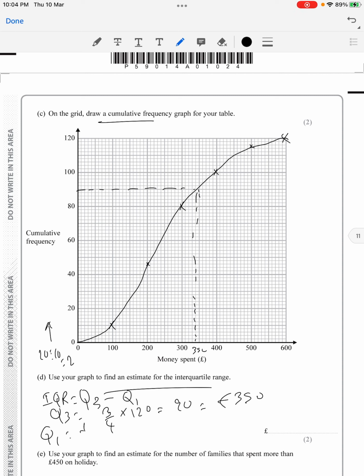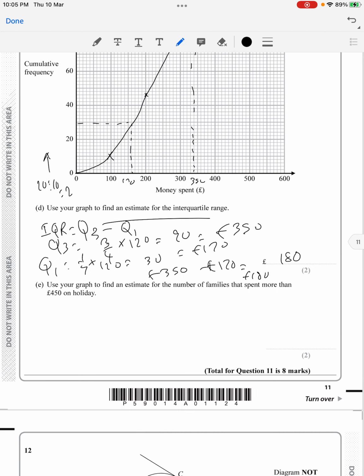To find Q1, it is a quarter of 120. So you have 30 on the cumulative frequency graph, and it should be approximately 170 euros, right? So now what I need you to do is subtract 350 minus 170. That should be giving you euros 180. Okay, so euros 180, very important.